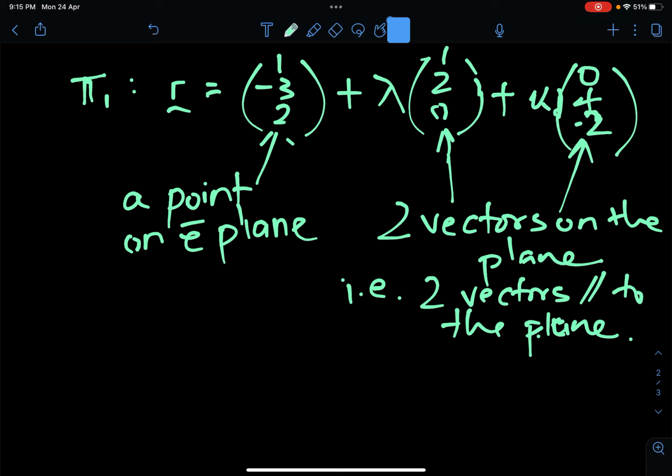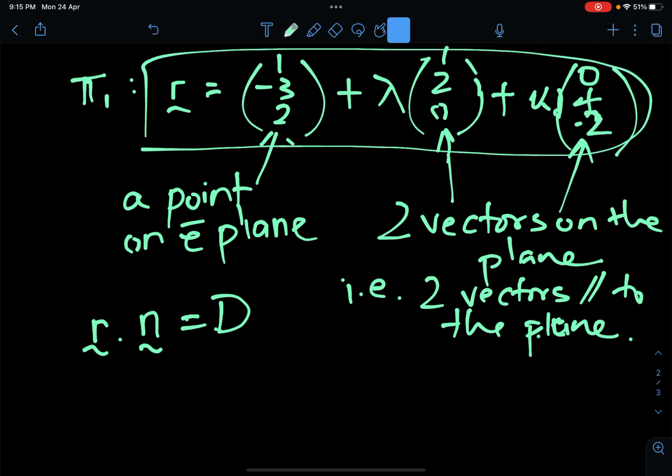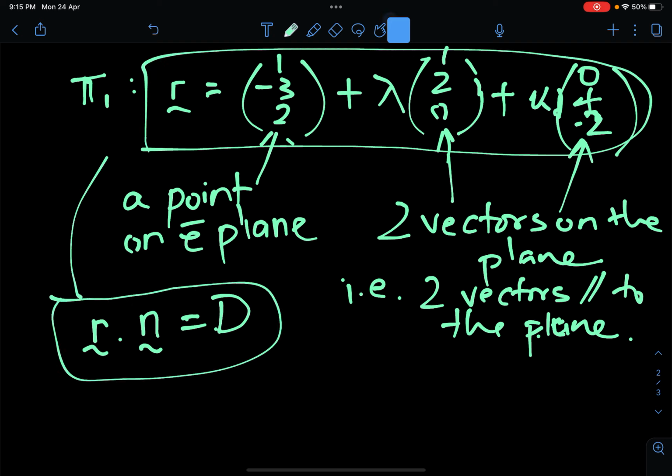All right, so how do we then convert this form of the vectors equation into the R dot N equals some number format? How do we convert this format into this format of the vectors equation? For this, we're going to apply the cross product of vectors in order to do that. So let me explain what the cross product of vectors is.